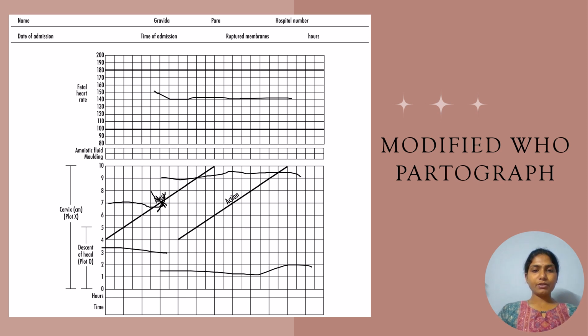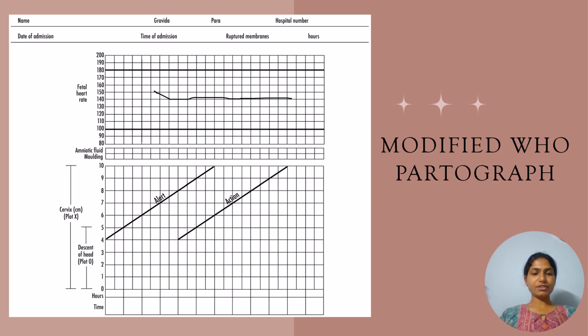The very important part of the WHO modified partograph is the cervical assessment. This cervical assessment is important for us to see the monitoring of labor. As we all see, the cervix in centimeters is plotted on the vertical axis, that is the y axis, and the hours or time is plotted on the horizontal axis.